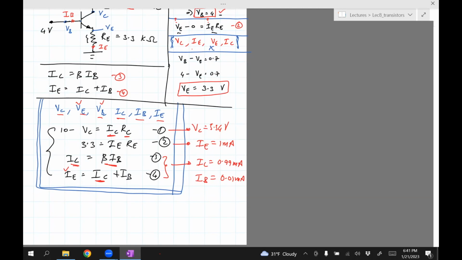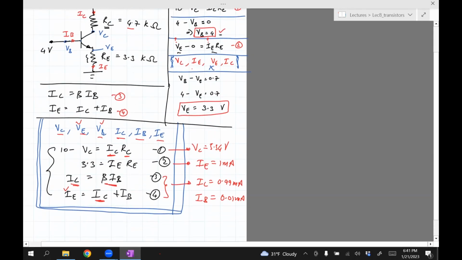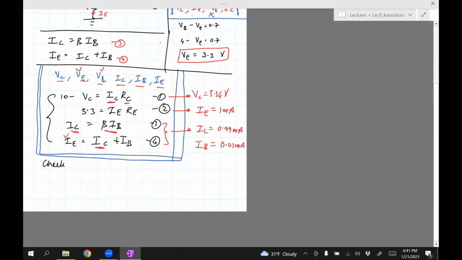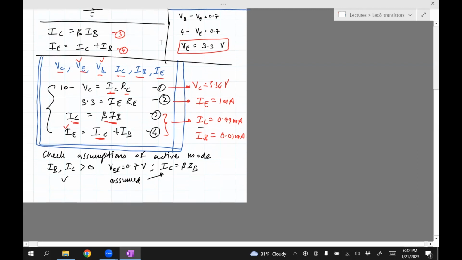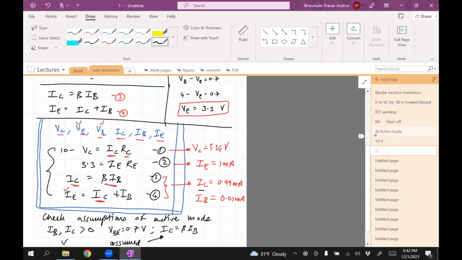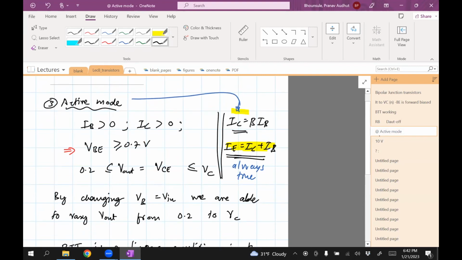However, one thing which remains to be done is, remember, we had assumed this BJT to be in active mode. So we need to check the assumptions of active mode. Those were IB, IC greater than 0, that is, a current flows. This does show up, IB and IC, so this is checked. VBE is 0.7 volts, which is something we assumed. We also assumed that IC is beta times IB, which is also an assumption. So that's the active mode assumption. The last thing which needs to be checked is this equation.